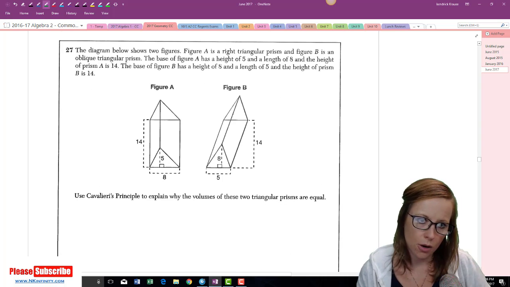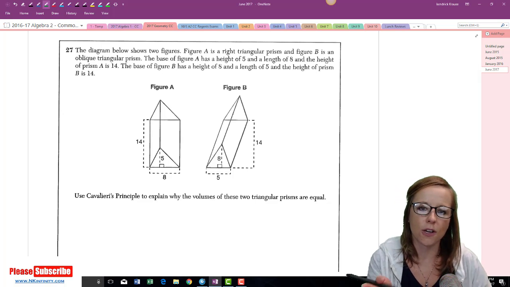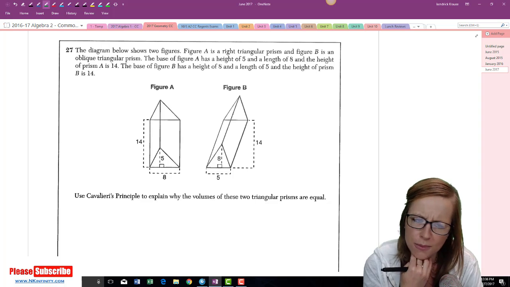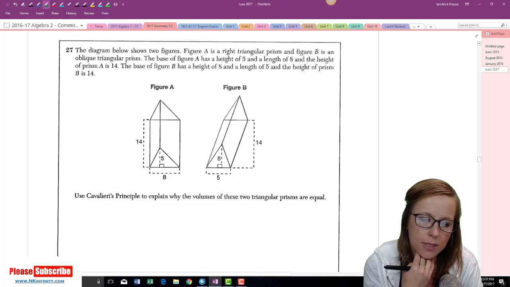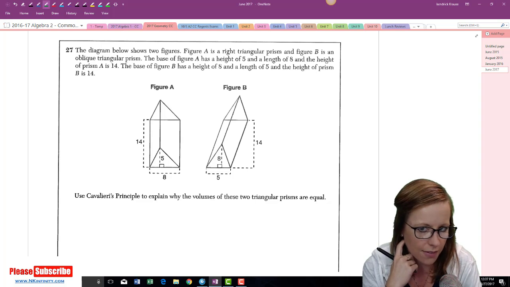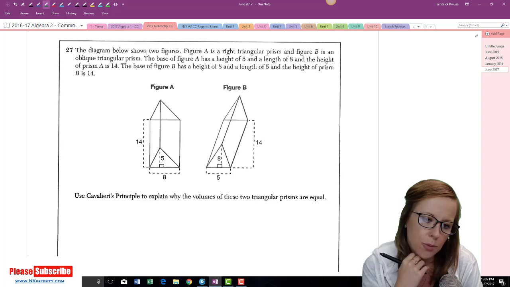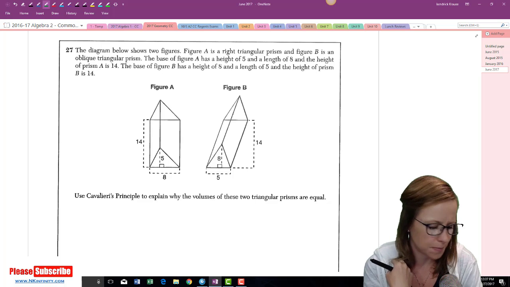In the diagram below, the diagram shows two figures. Figure A is a right triangular prism. Figure B is an oblique triangular prism. The base of figure A has a height of 5 and a length of 8, and the height of prism A is 14. The base of figure B has a height of 8 and a length of 5, and the height of the prism is 14. Use Cavalieri's principle to explain why the volumes of the two triangular prisms are equal.